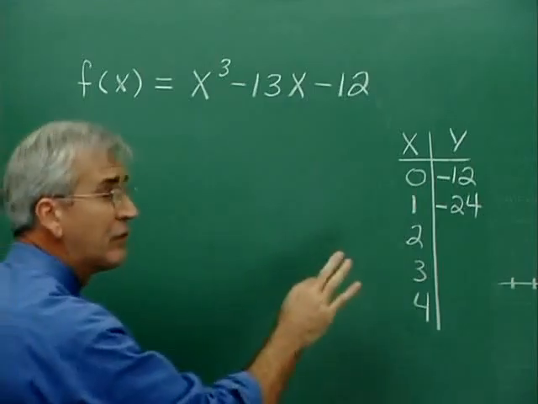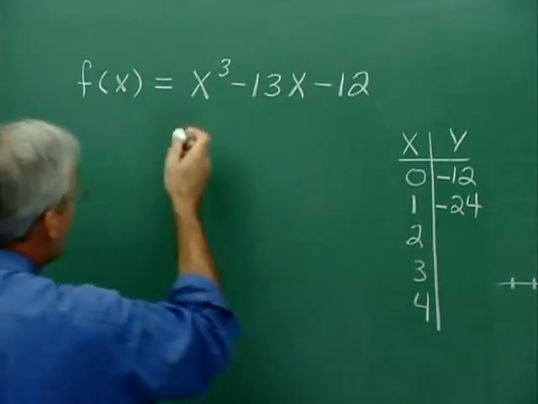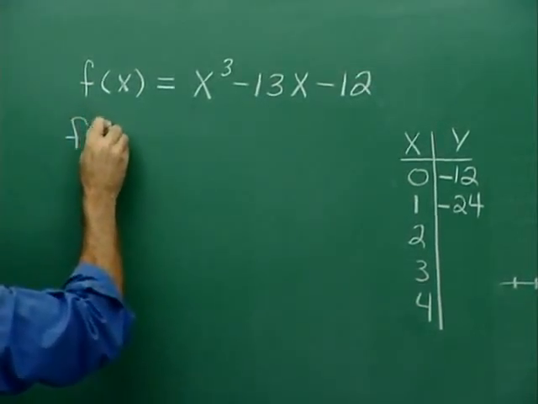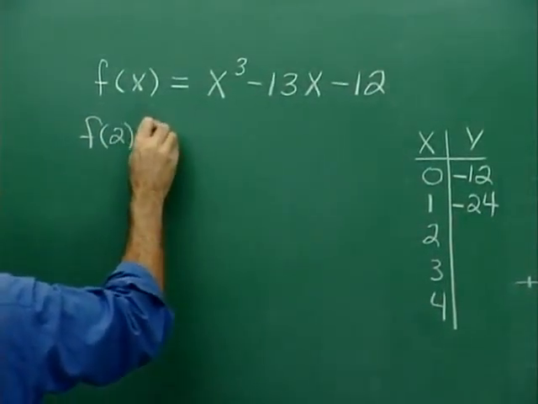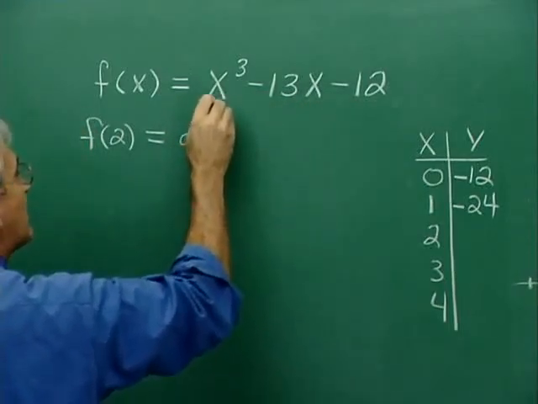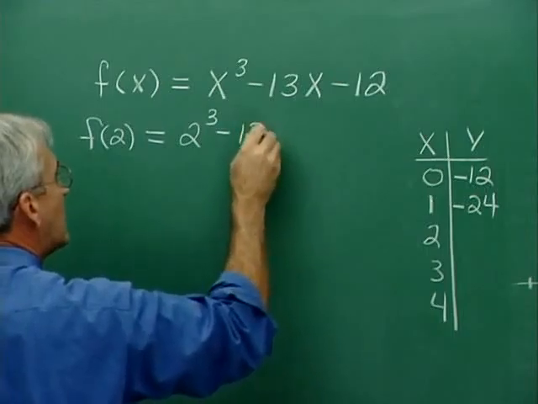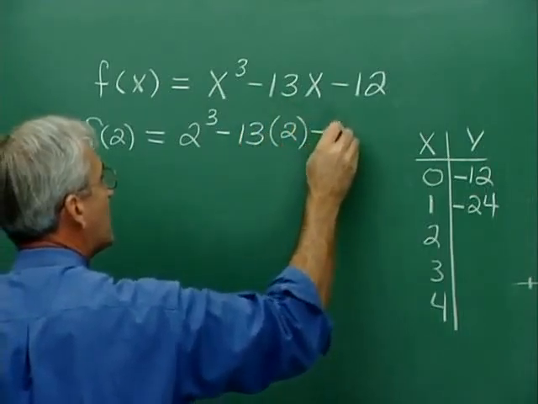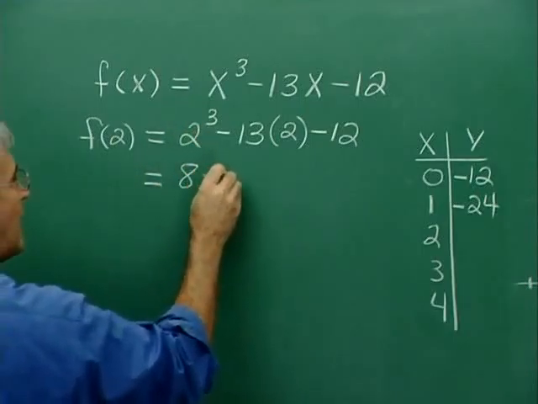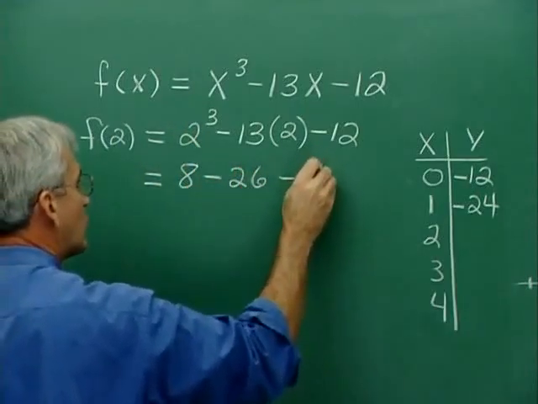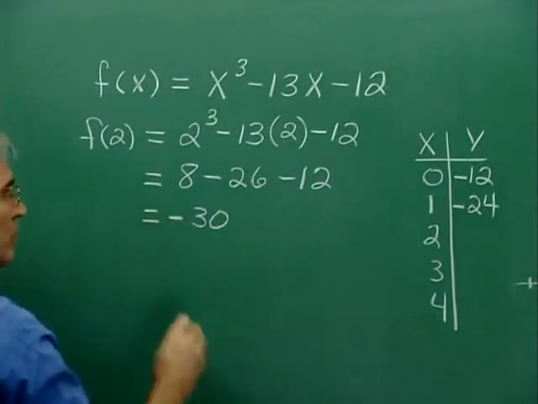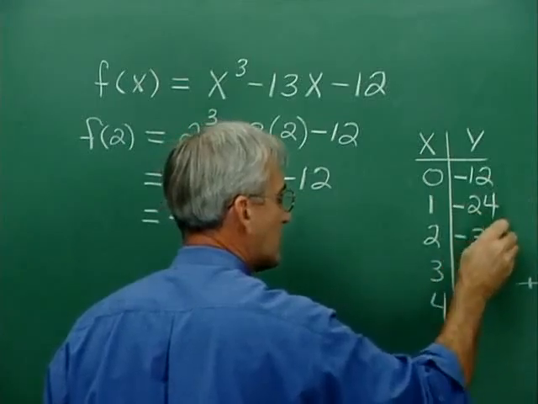Now, for f of 2, we can do this. We would need to find y. It would be f of 2 that we're finding. We could say y equals, if we want to, and just replace x with 2 everywhere we see an x. So it would be 2 cubed minus 13 times 2 minus 12. And evaluating, 2 cubed is 8 minus 26, minus 12. Collecting here, we find f of 2 to be negative 30. And we would put that into our table of values.